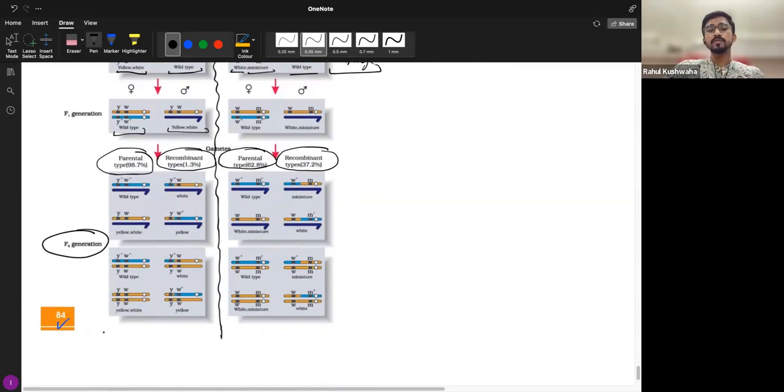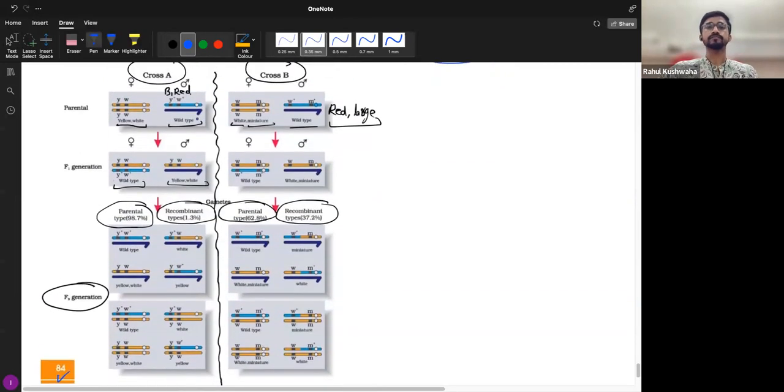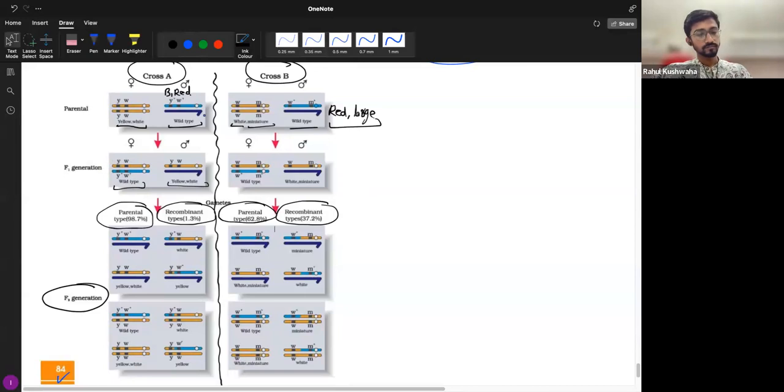Now tell me, on the basis of what you just calculated, which one follows Mendelian genetics and which one does not? Cross A or cross B? Look at cross A and cross B, and you already calculated some percentages above about recombinants and parental combinations. So which ones follow the normal Mendelian genetics, the law of independent assortment, and which cross does not?